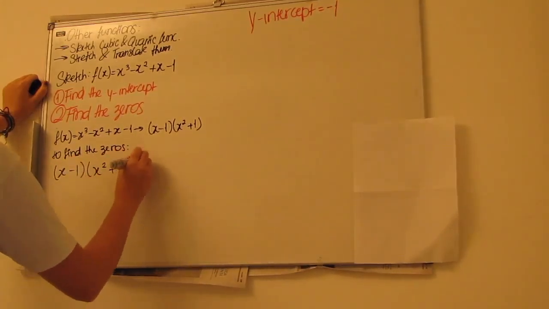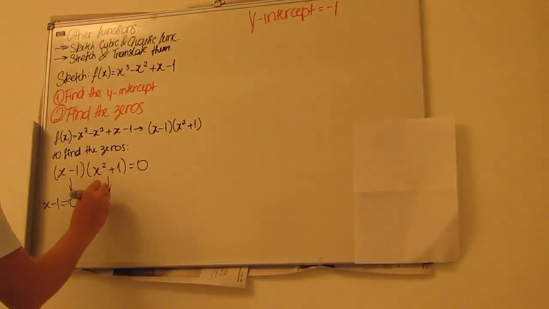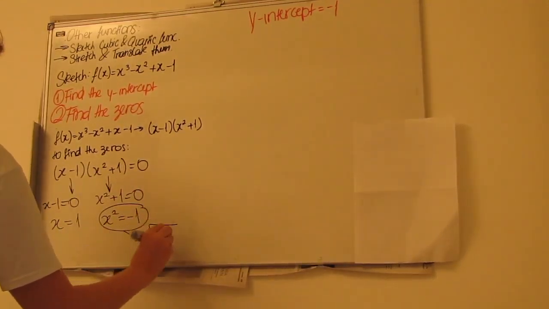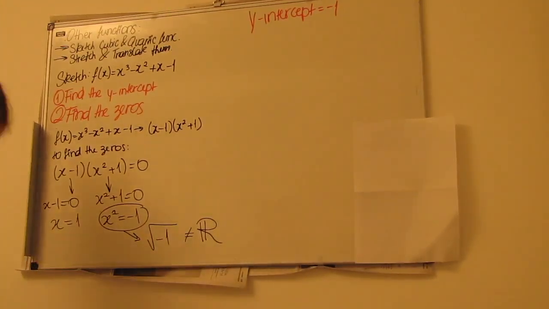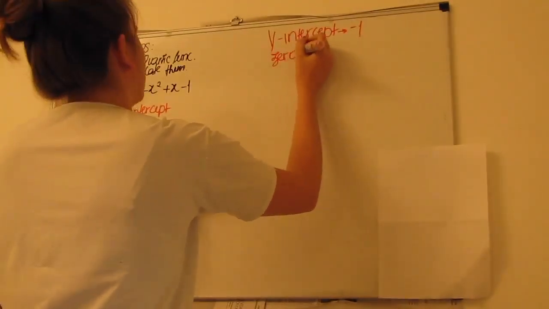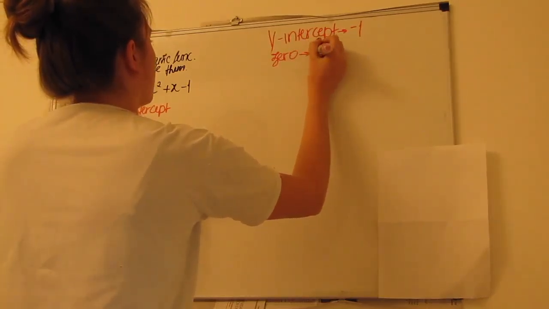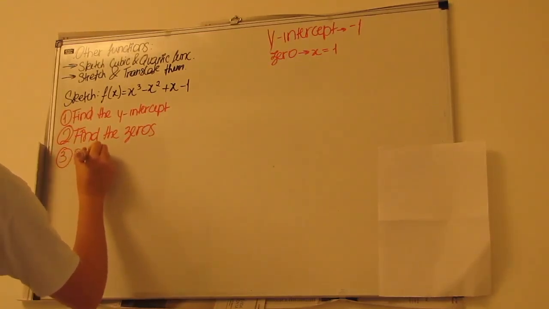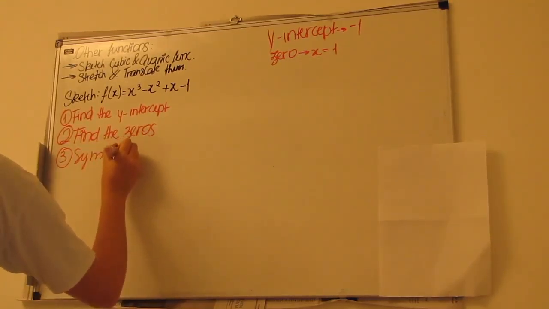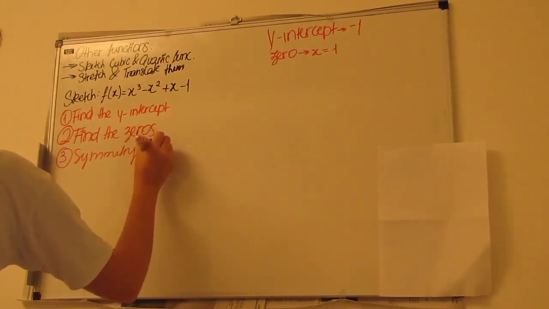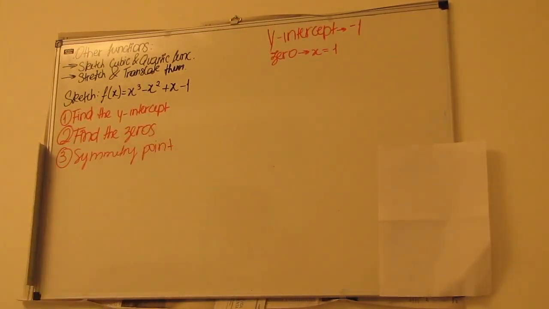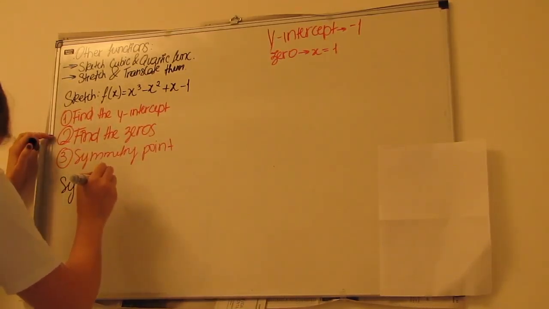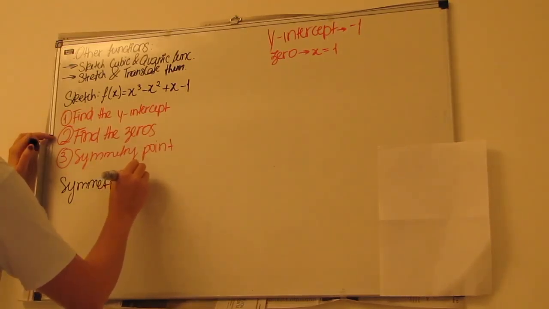We obviously know that 1 minus 1 is 0, and x squared plus 1 equals 0, so x squared equals minus 1. However, we know that the square root of a negative number is not a real number, so that leaves us with only 1, 0. As we did with the y-intercept, we also write down the zero just so we don't forget. Now the last step before we sketch is finding the symmetry point. In this case, the symmetry point will be a coordinate where points on the function will have the same distance from the point of the function and the symmetry point.